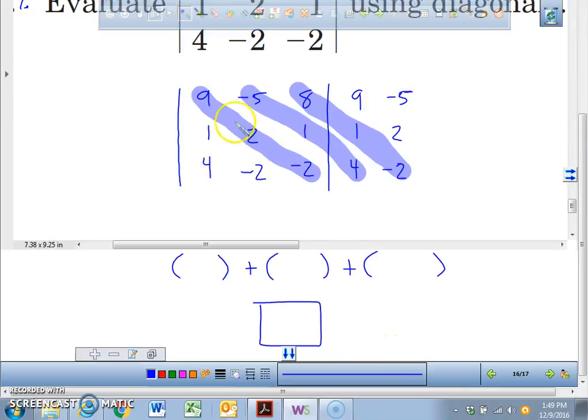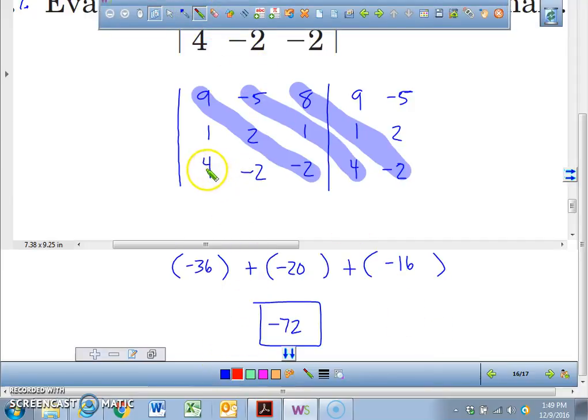All right? So the product of the first diagonal is 9 times 2 times negative 2. That gets us a negative 36. The second one's a negative 5, a 1, and a 4, which gets us a negative 20. And the last is 8 times 1 times negative 2, which is a negative 16. You add these all together, you get a negative 72. And we're done with the first part of the diagonal method.